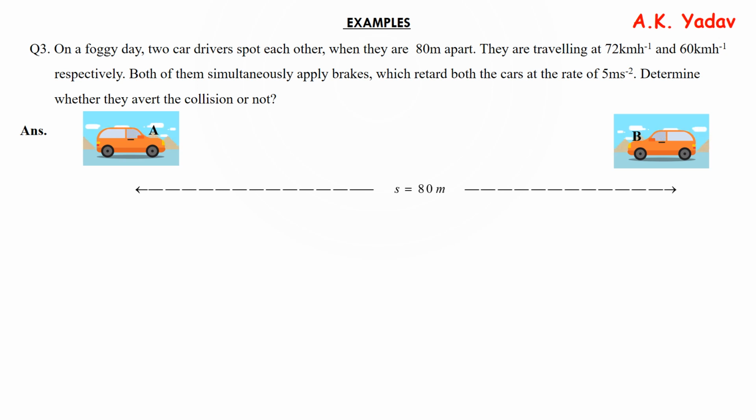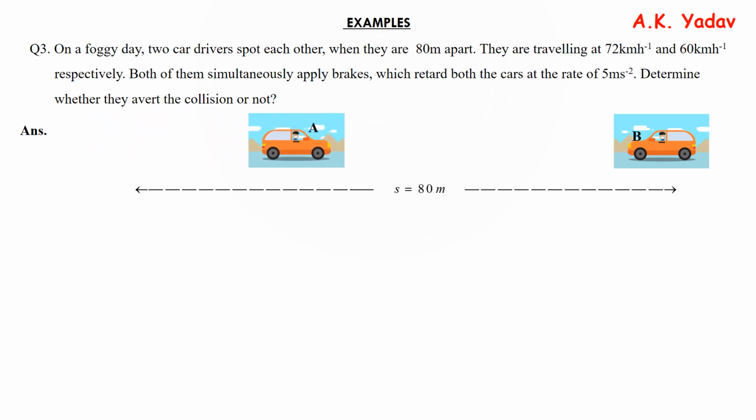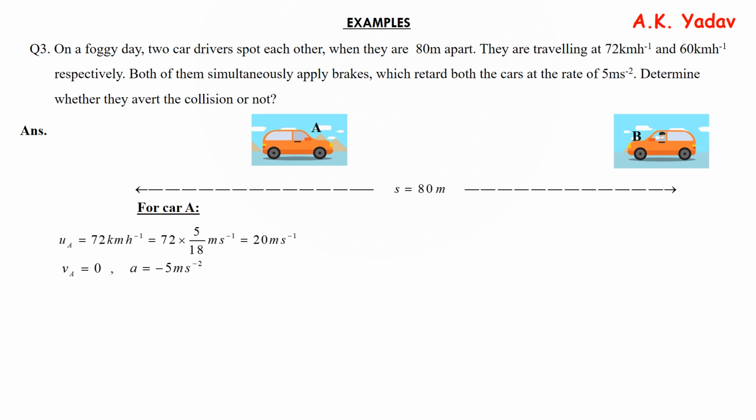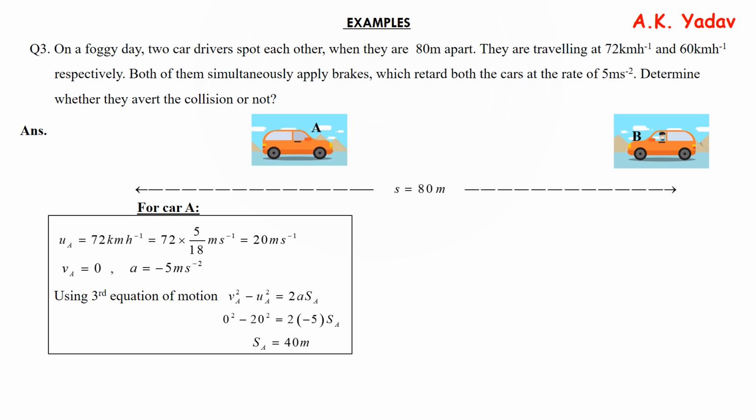Let's see first for A. It is moving with the velocity uA. The driver applied brakes and stopped. So for car A, the initial velocity is 72 km per hour, that is 20 meter per second. The final is 0. a is minus 5. Now let's use the third equation of motion. We put the values and we found that it covered a distance of 40 meters before it came to rest.